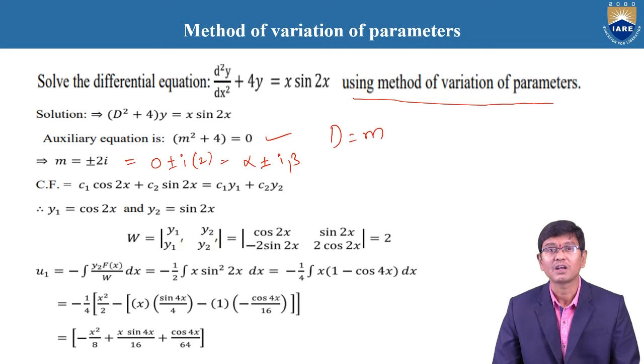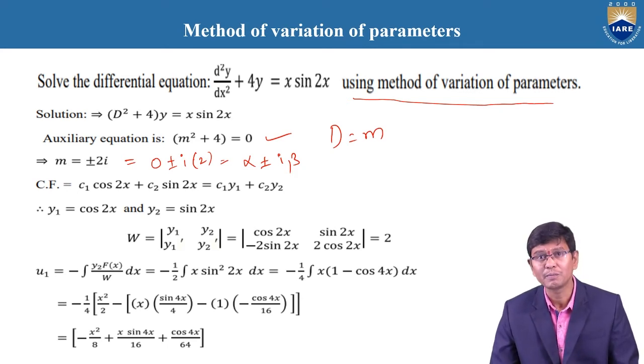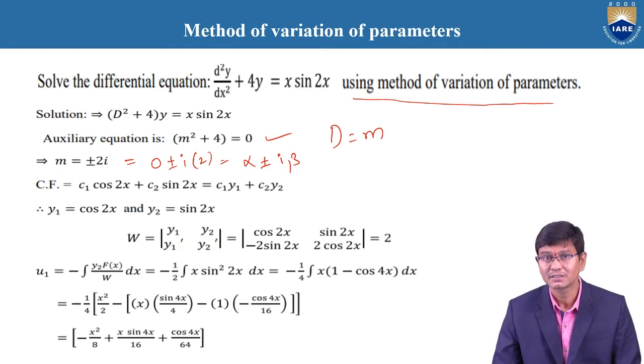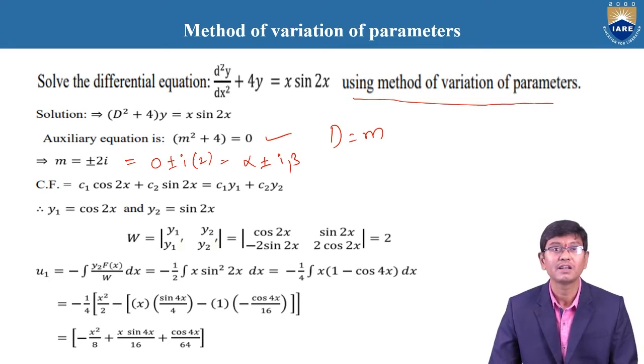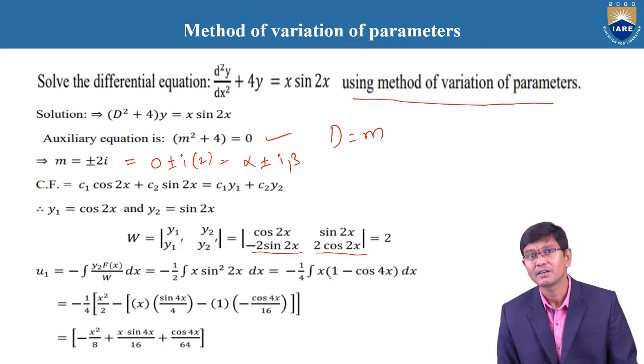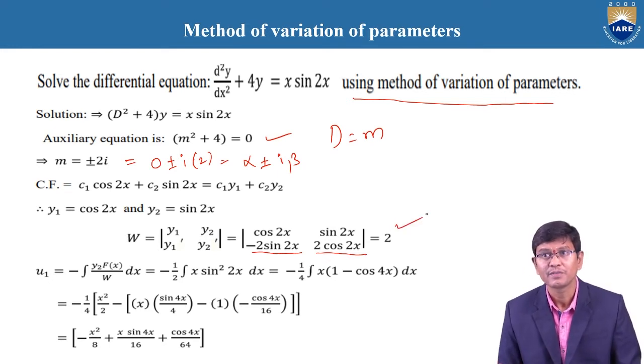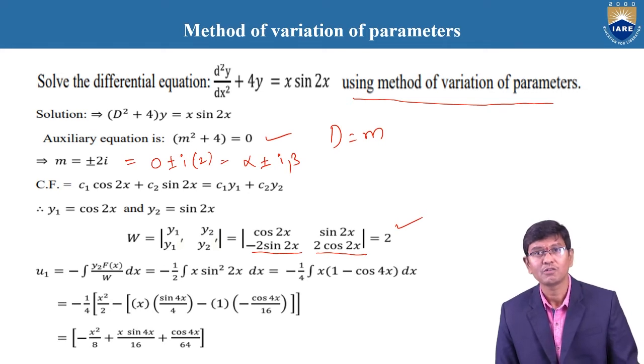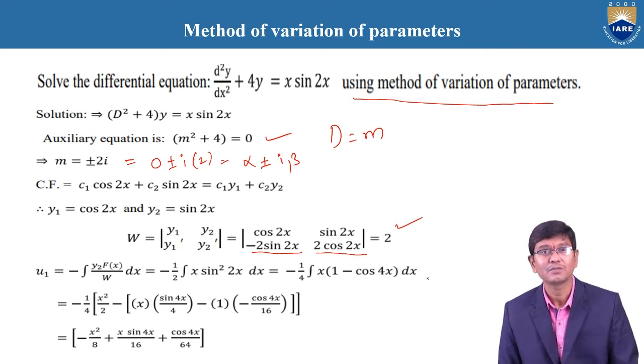Now we need to find the Wronskian value, with the help of the 2 by 2 determinant. Therefore, y1, y2 and y1 dash, y2 dash. Here y1 is cos 2x and y2 is sin 2x. By using y1 and y2, when we calculate y1 dash and y2 dash, it is clearly minus 2 sin 2x and 2 cos 2x. After finding AD minus BC with the help of the 2 by 2 determinant, the value is clearly 2.